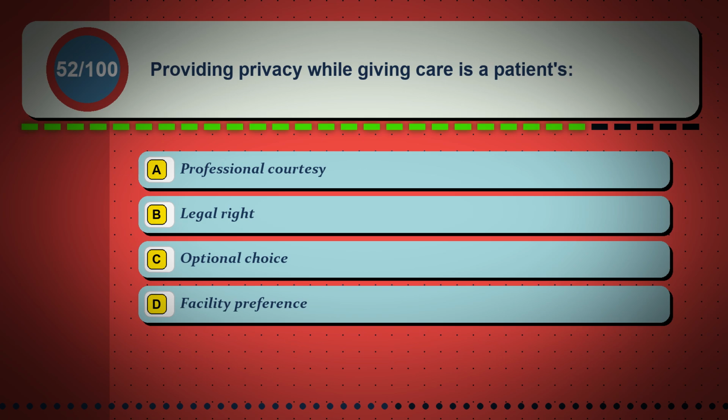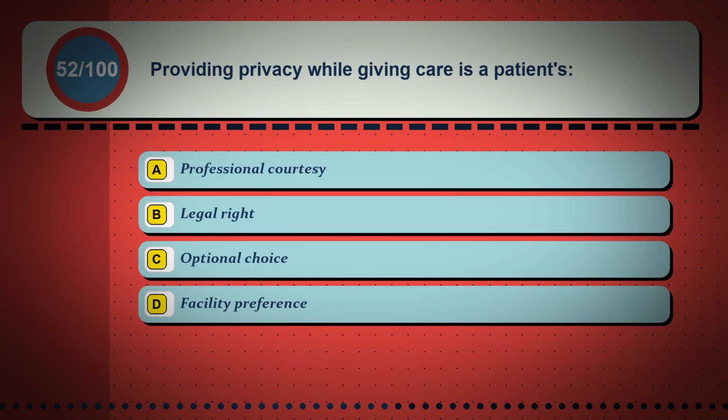Providing privacy while giving care is a patient's. Option A. Professional courtesy. Option B. Legal right. Option C. Optional choice. Option D. A facility preference.